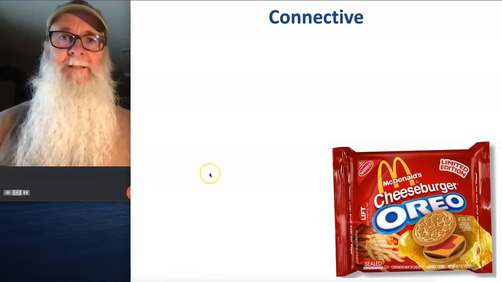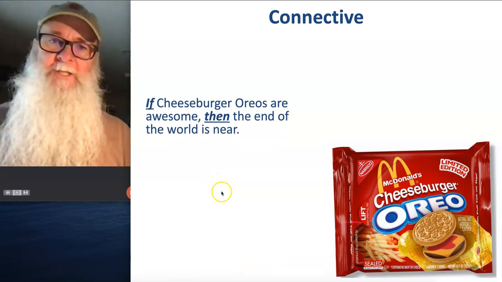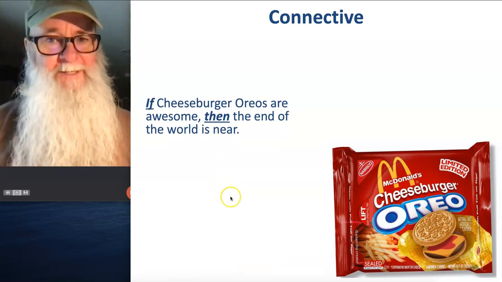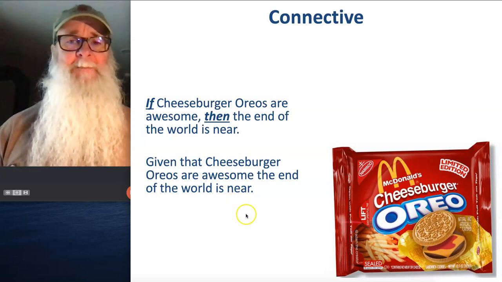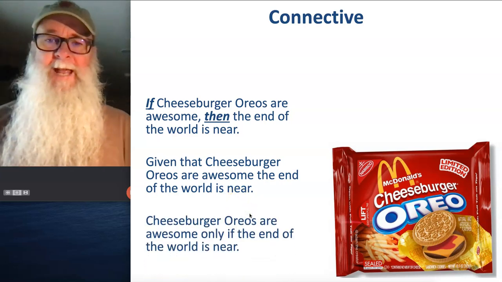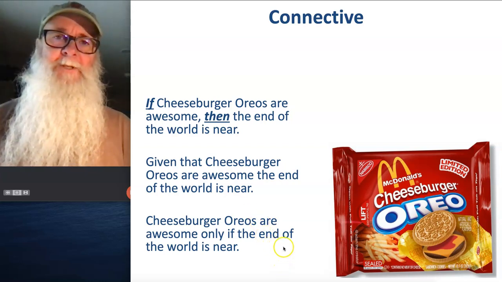Take a look at these sentences. Sentence number 1 says, if cheeseburger Oreos are awesome, then the end of the world is near. Sentence number 2 says, given that cheeseburger Oreos are awesome, the end of the world is near. And the third sentence says, cheeseburger Oreos are awesome only if the end of the world is near.